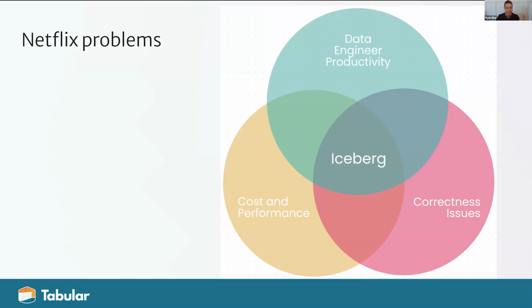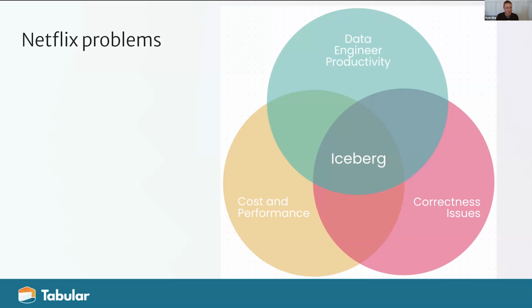You couldn't make certain changes to table schemas without corrupting data and things like that. And it was just a very hard space to work in. And what we realized was that all three of these areas overlapped in the table format. They had the same source.